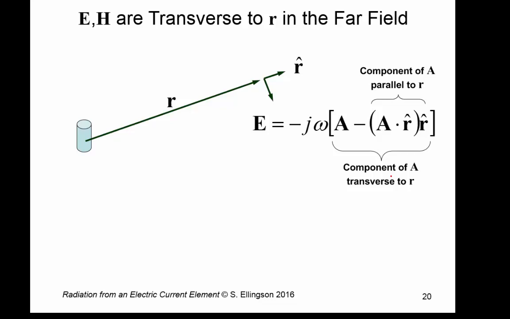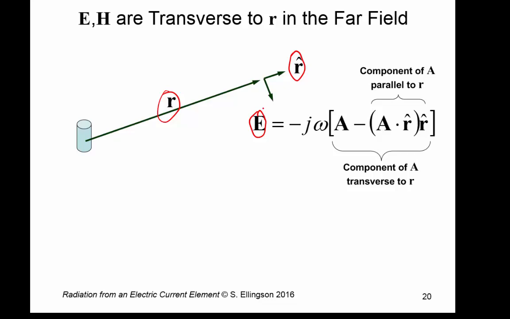Well, here's how we do it. First, we realize that the electric and magnetic fields are transverse to this vector r in the far field. Now remember, r is the vector that points from the origin to the field point. R hat is the direction in which r points, and we know that in the far field, E must be perpendicular to r. How do we know that?